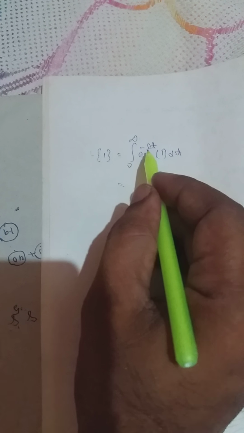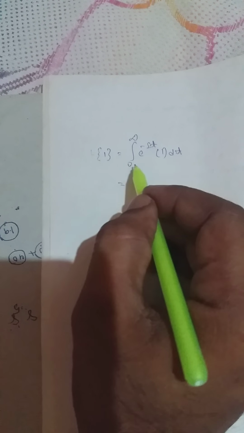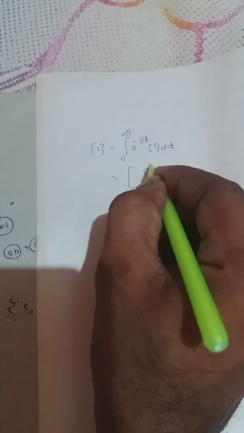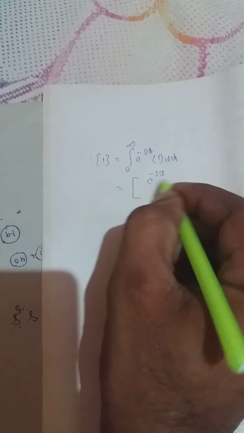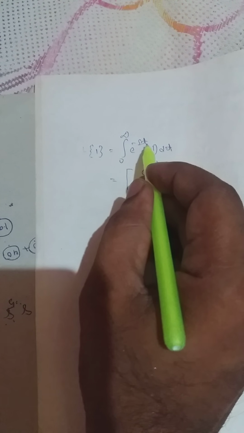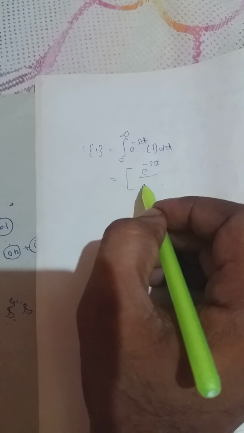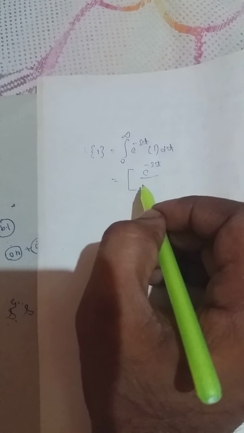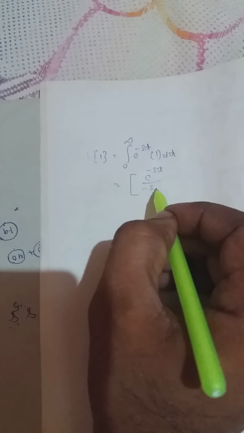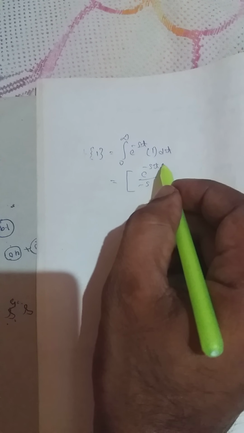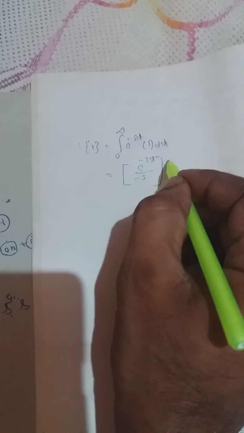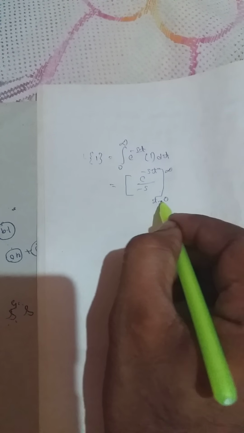That means in the place of s, imagine a. What is the integration of e power minus at? It is e power minus at divided by minus a. That means e power minus st divided by the differentiation of minus st with respect to t. Minus s is constant, and t differentiation is 1, therefore you will get minus s after completion of the integration. Write the limits 0 to infinity, which are the t limits.